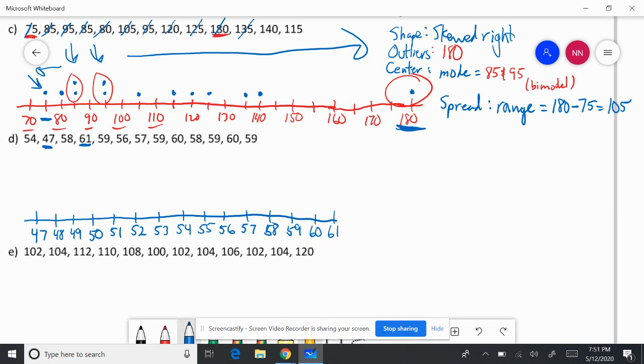And remember, we could either put dots or X's. I personally like dots. So I see one at 54 and 47, 58, 61, 59, 56, 57, 59, 60, 58, 59, 60, and 59 again.